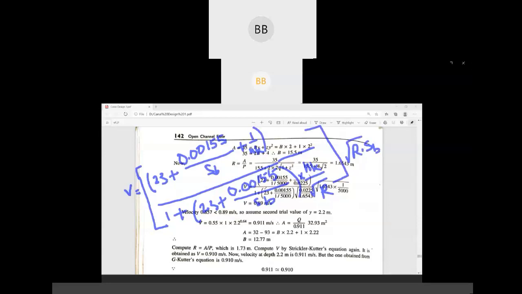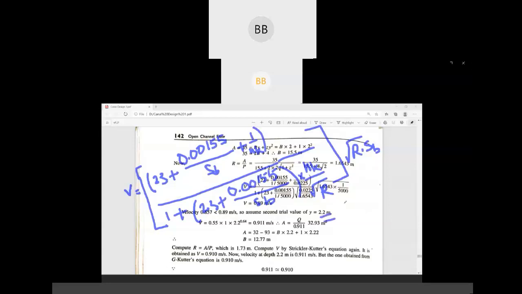Okay, so this is the equation. 23 plus 0.00155 divided by your bed slope plus 1 by nk. Nk is nothing but your Kutter's coefficient. Divided by 1 plus again bracket 23 plus 0.00155 divided by bed slope, and then whole multiplied by nk divided by root r. And the whole term is again multiplied by root over r into bed slope. So this is the equation for finding velocity. You use this equation and again find out the velocity and see how much you got.